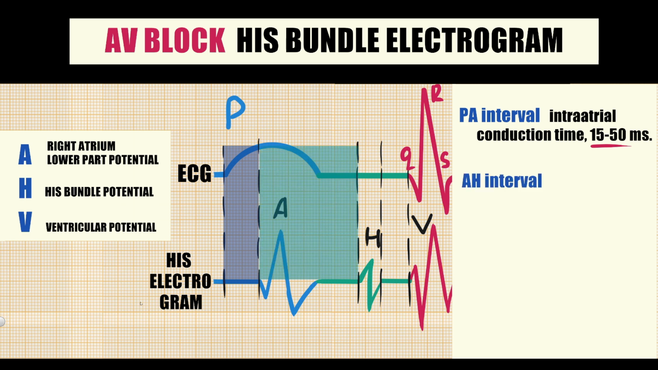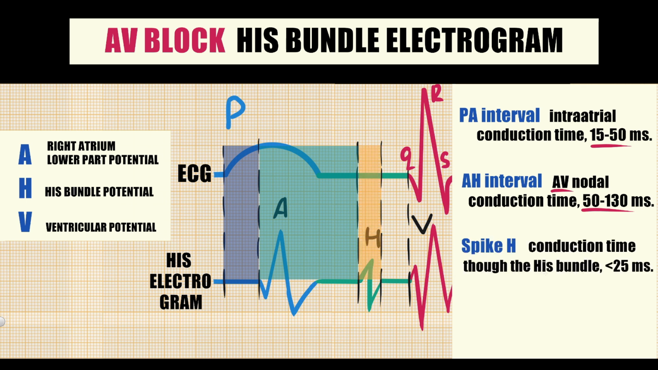AH interval describes conduction time from the low right atrium through the AV node to the His bundle. Thus, the AH interval is the best, though only an approximation, of AV nodal conduction time. The normal range is from 50 to 130 milliseconds.